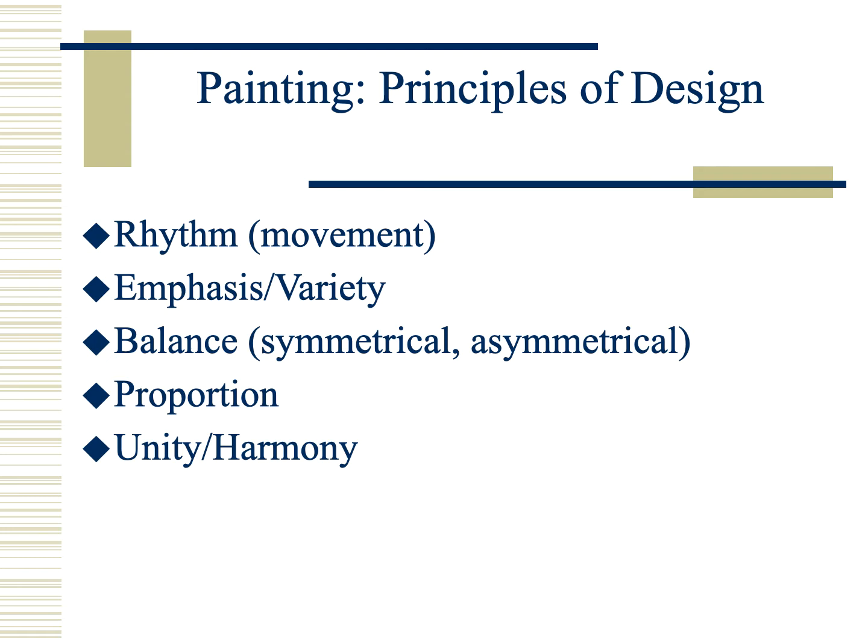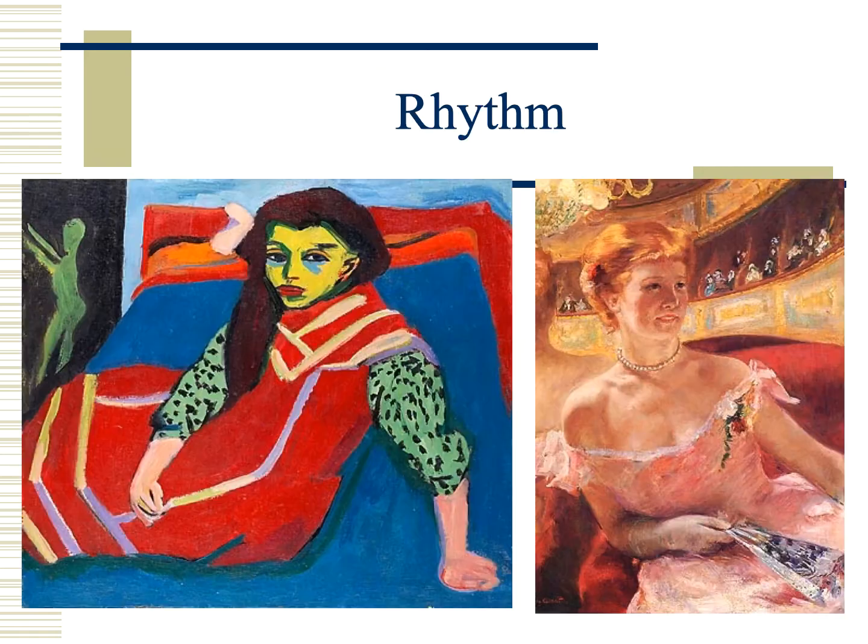So rhythm has to do with movement, emphasis and variety, balance, and there are multiple types of balance, symmetrical, asymmetrical, and also radial, proportion, and unity and harmony. And we're going to look at examples of these in just a minute.